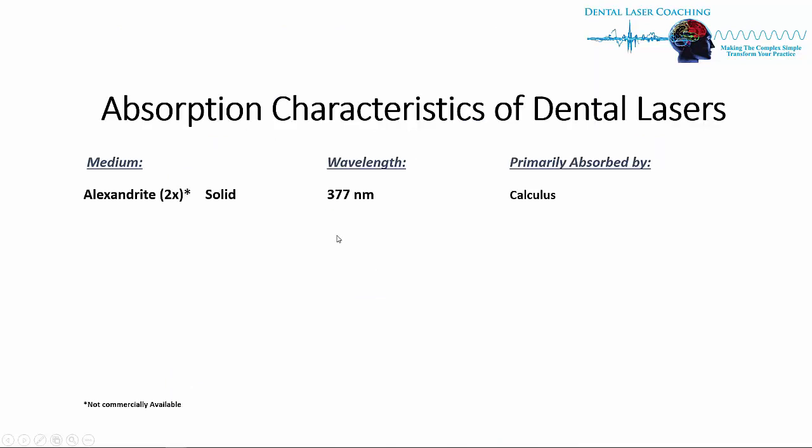So when we look at that, if we look at some of the mediums that we have in dentistry and the wavelengths, for example, alexandrite is not new. It's been around. We just haven't made it financially feasible yet, but it's frequency doubled. It's not available to the public, but that wavelength's actually attracted to calculus. And I'm moving from lower number to higher number. That's why that one's first. But it's exciting if we can get that financially feasible.